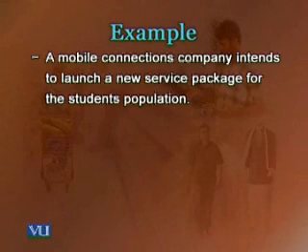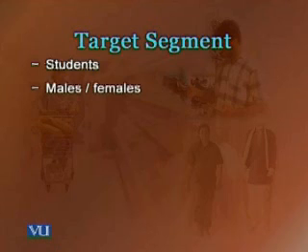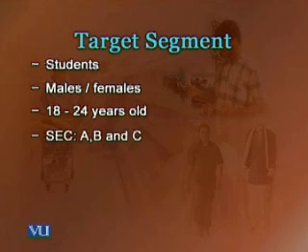Let's suppose a mobile connections company in Pakistan wants to launch a new service package which will be utilized by students, which means their target consumers are students and their ages are between 18 to 24 years old. They go to different academic institutions for studies. Once they have identified this target consumer category, they are students, males or females, between the ages of 18 to 24, they could come from socioeconomic category A, which means rich class, or socioeconomic category B, which means middle class.